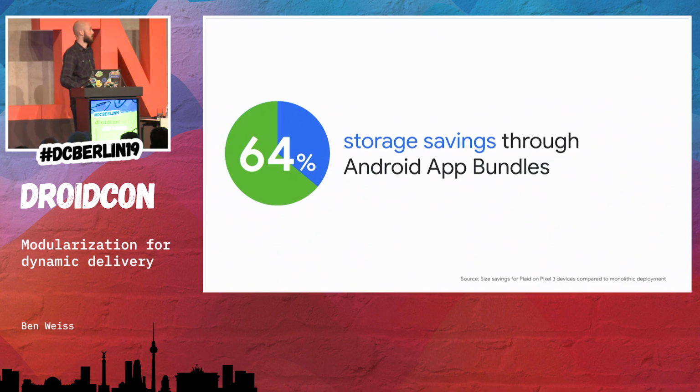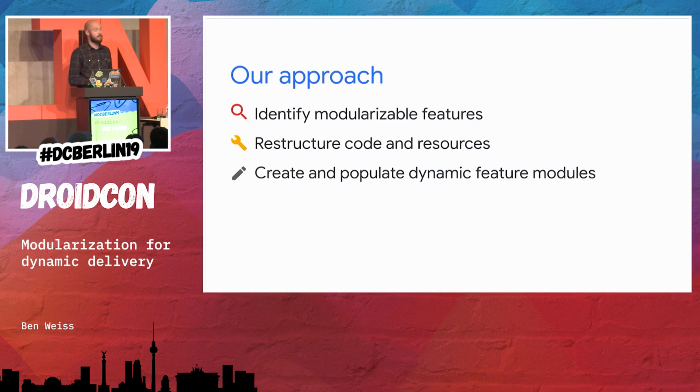So how did we approach it afterwards? We took a look at features that we could modularize. The features that we could modularize were our user-facing features. I'll tell you a bit about them in a moment. We then restructured code and resources to make sure that it fits the approach that we want to take for those modules. And then we created and populated dynamic feature modules. So let's go through those steps.